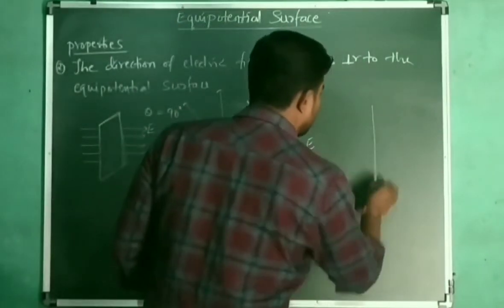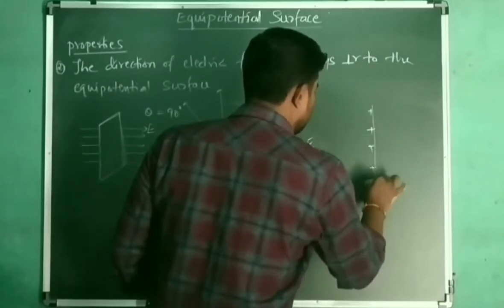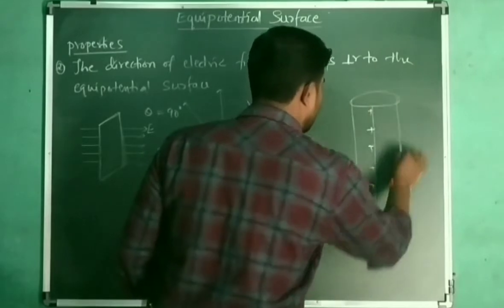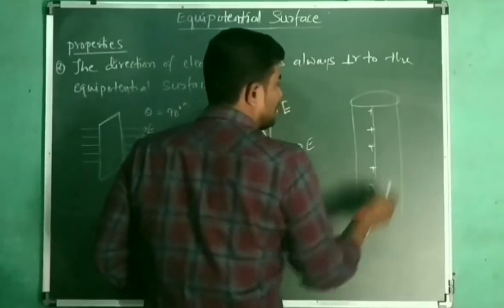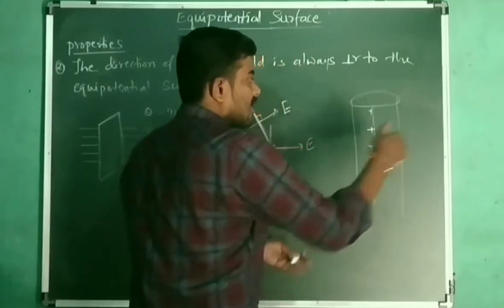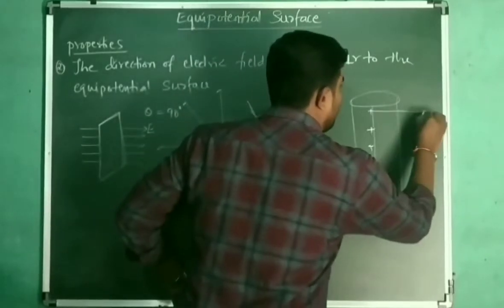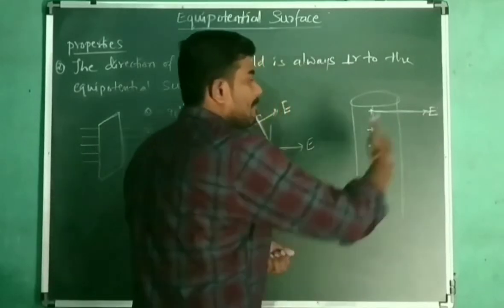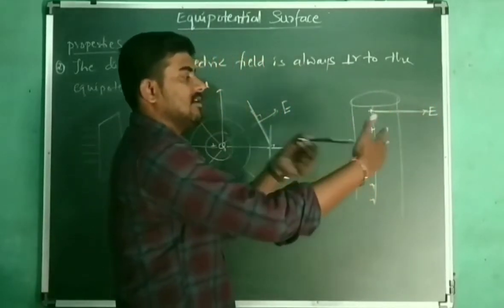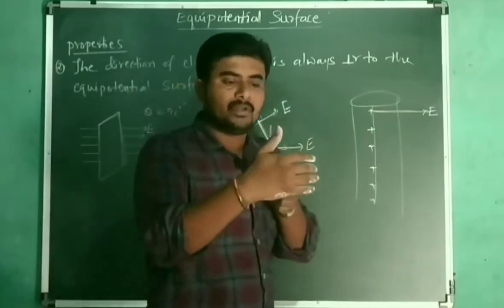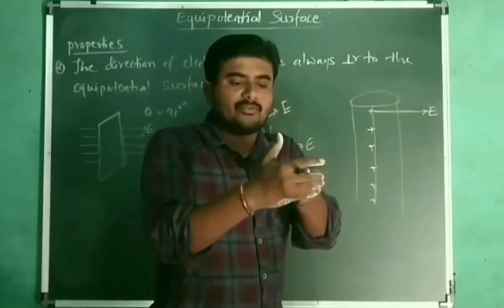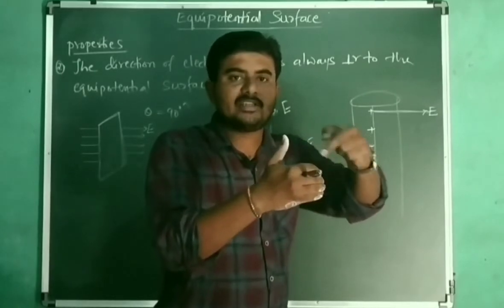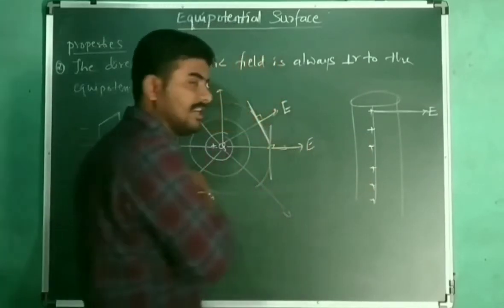For example, if you consider line charge distribution, the shape of equipotential surface will be cylinder. Okay, see here, this is cylinder, actually concentric cylinders. The direction of electric field is perpendicular like this. The angle between equipotential and electric field is how much? It is 90 degree. It is always 90 degree.